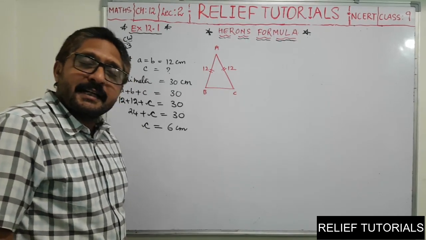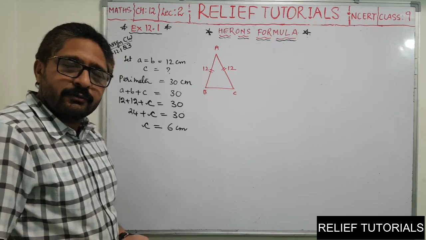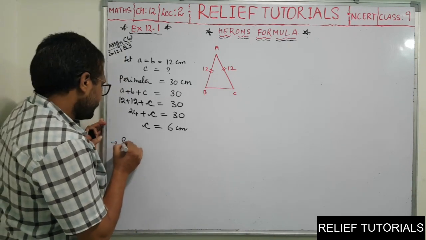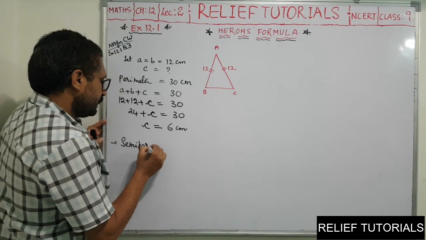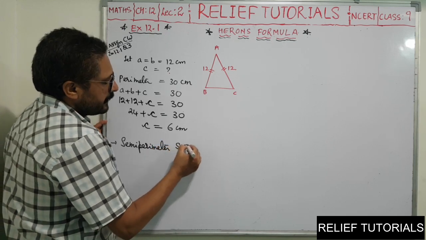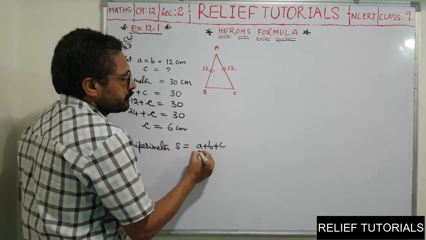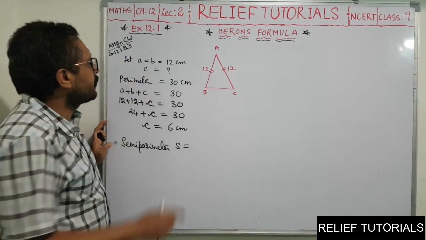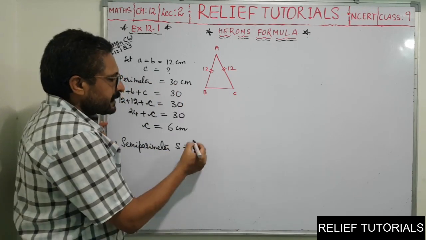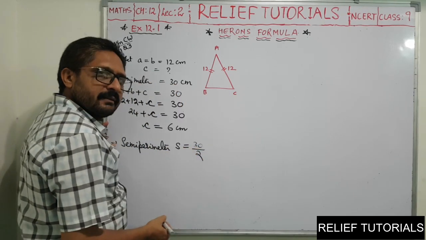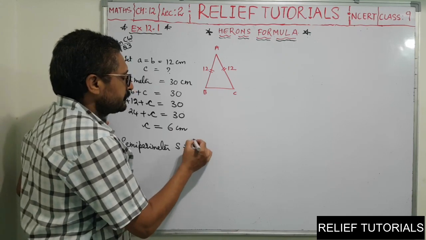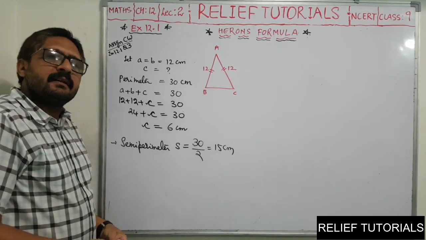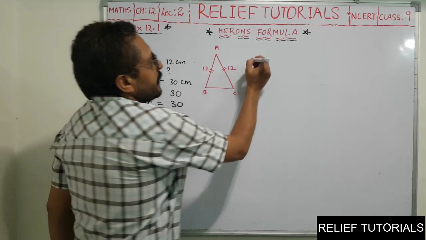Now we want to find the area. We have the measures of the three sides of the triangle, so you know that in order to find the area, we use Heron's formula. First we will find the semi-perimeter. Semi-perimeter S is equal to (A plus B plus C) by 2. But here, no need of writing this. Already the perimeter is given, 30. So semi-perimeter S is equal to 30 by 2, that is 15 centimeter. Clear? So we got the semi-perimeter.